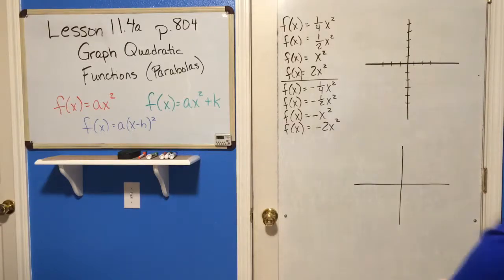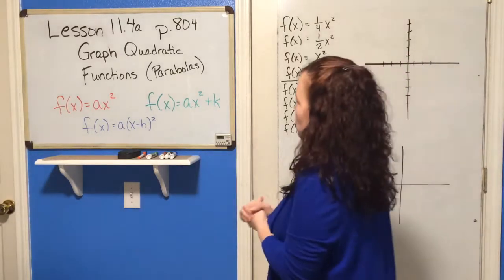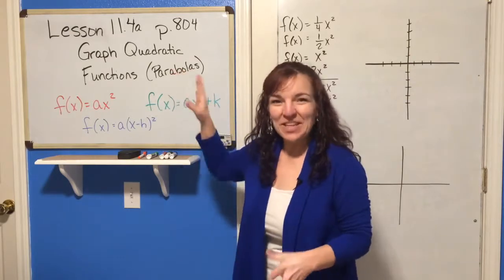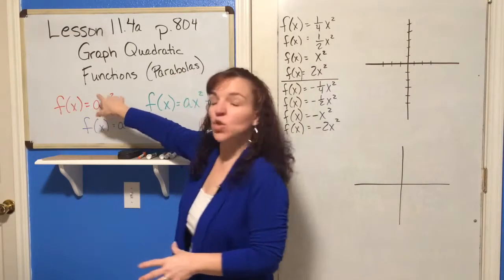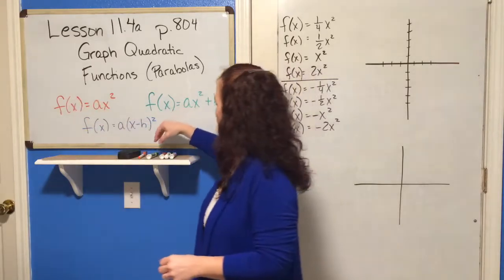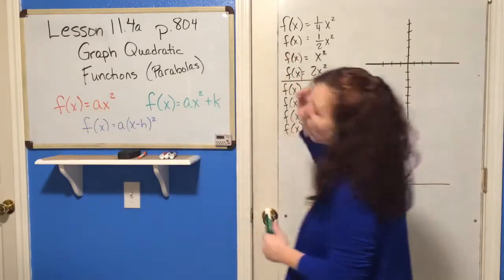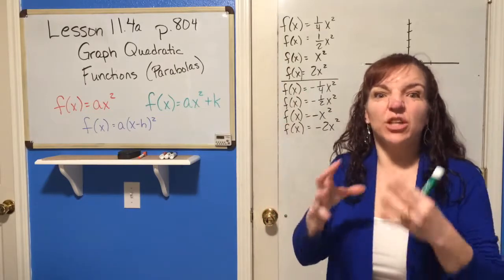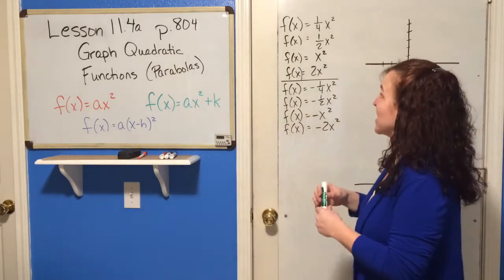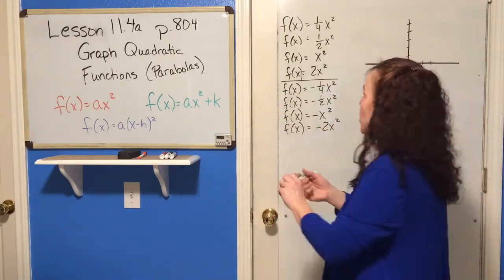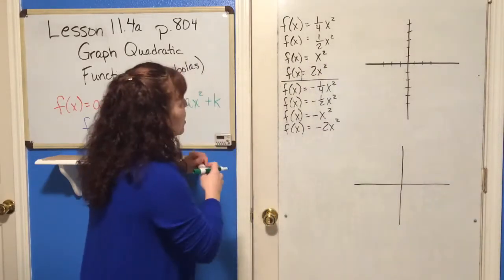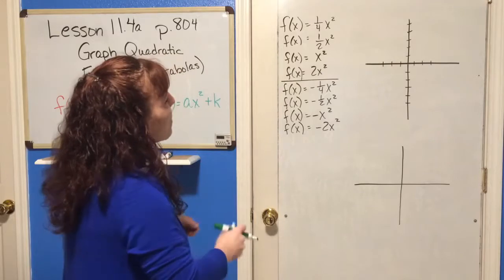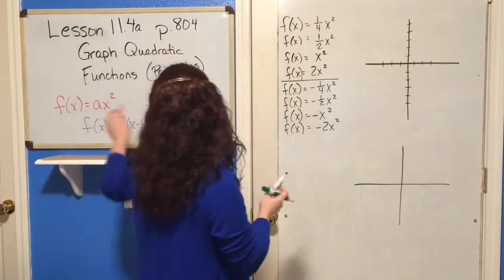First half of 11.4, graph quadratic functions, which are parabolas. All right, so you will recognize these by the ax squared form. So what I want you to do first, if you look at page 805, there's actually a really cool example of this, and it will be much cooler than mine, but let's just do it quick here to see. I'm going to try to do these in separate colors so that you can see what happens when you change this a.